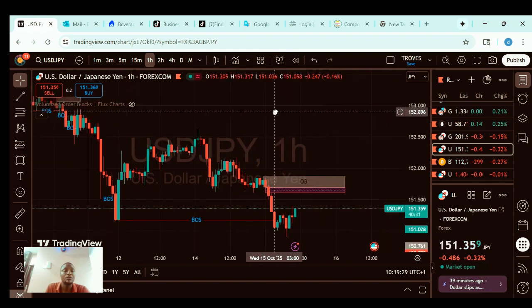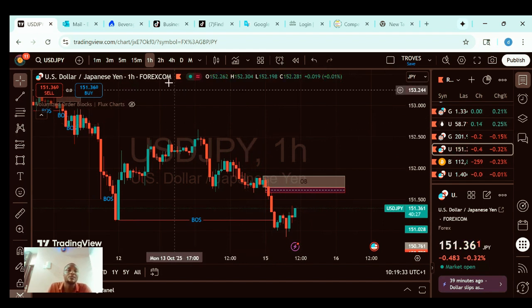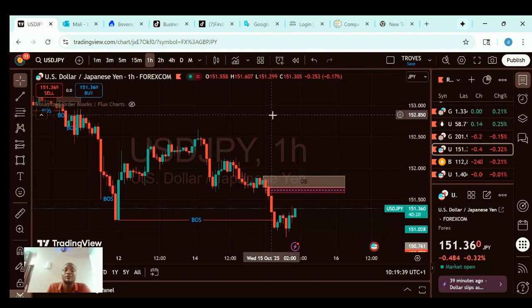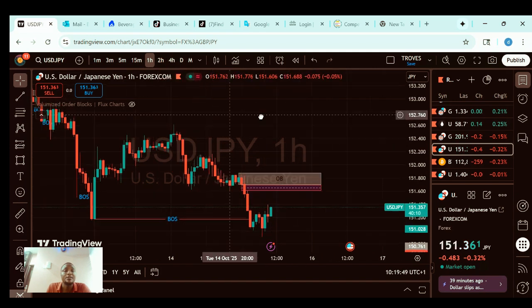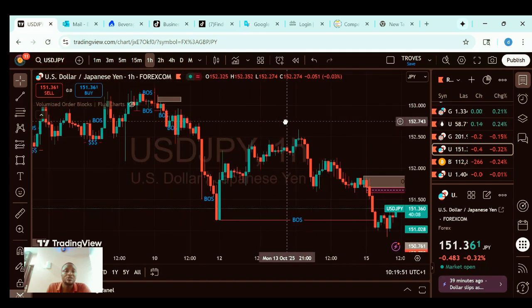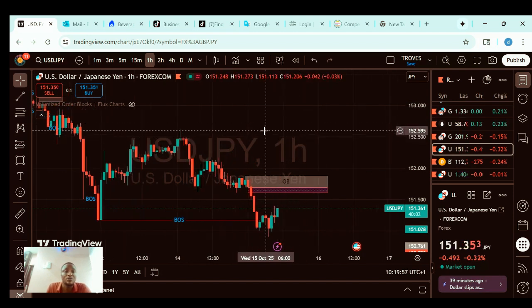First of all, I do my structural analysis from the daily time frame to 4 hour, 2 hour, 1 hour time frame, and then I use the 15 minute and 3 minute time frames to do confirmation for my entries. So this is the 1 hour time frame, and basically USDJPY is bearish. So what are we going to be looking for? Sell positions.